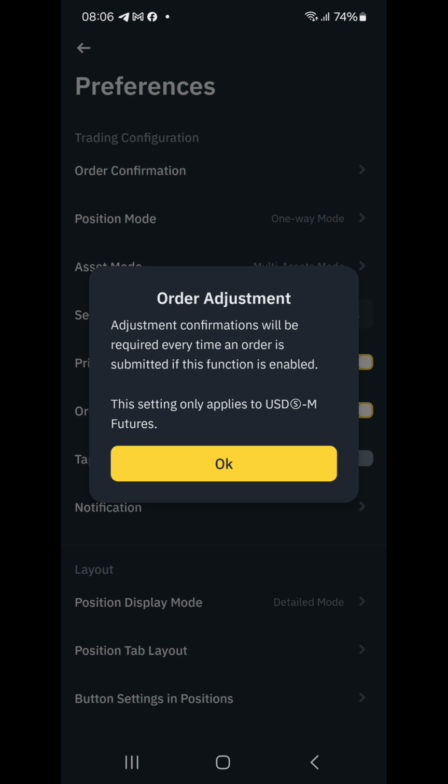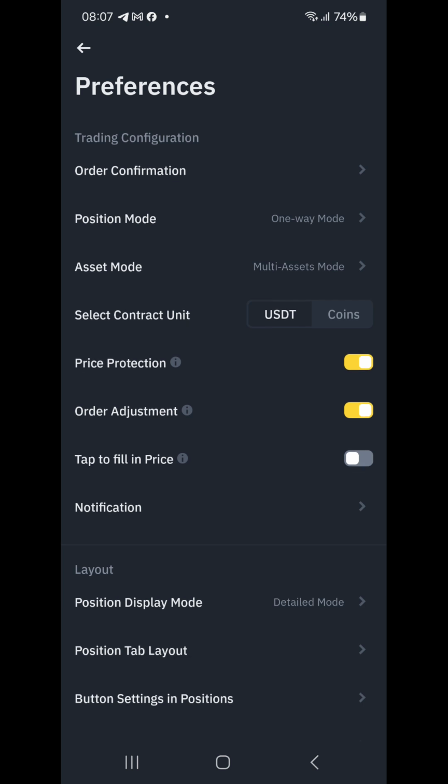Now, in summary, price protection uses both last price and mark price to ensure stable stop orders and prevent unintended triggers. So we are now looking at the two main subtopics: order adjustment and price protection. Price protection uses both last price and mark price to ensure stable stop orders and prevent unintended triggers.